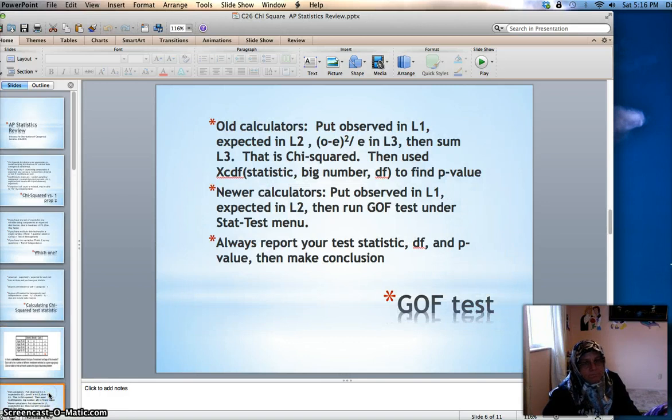Okay. Now, how do you do a chi-squared goodness of fit test? Well, it depends on what technology you have. Technically, you could do this by hand, but it would take a while.